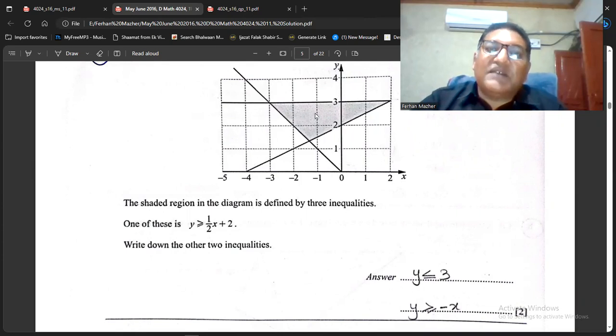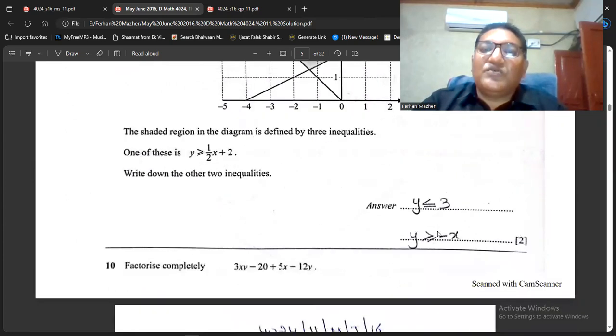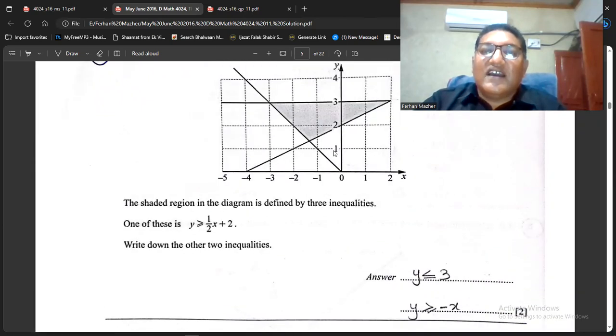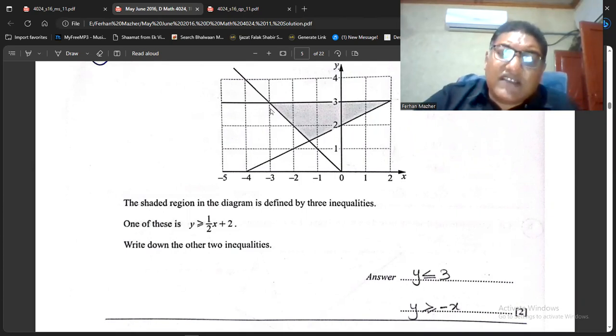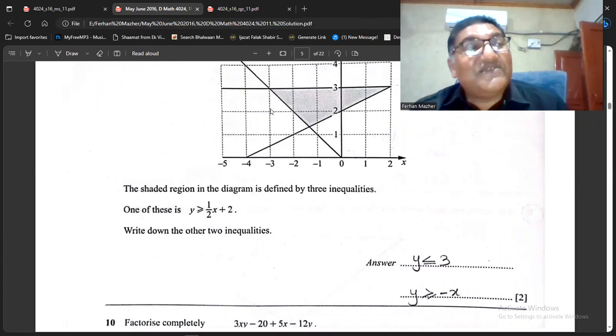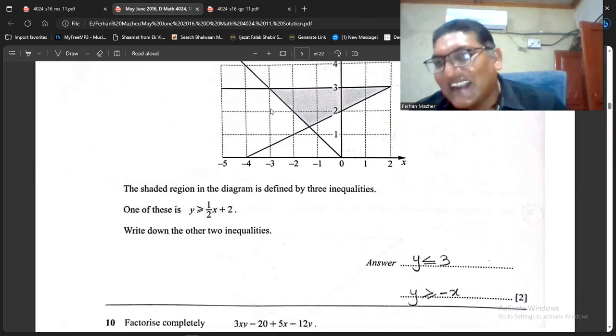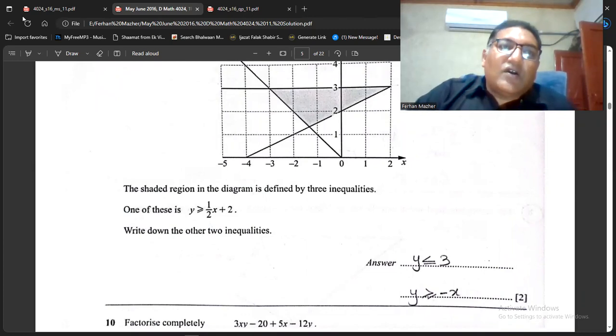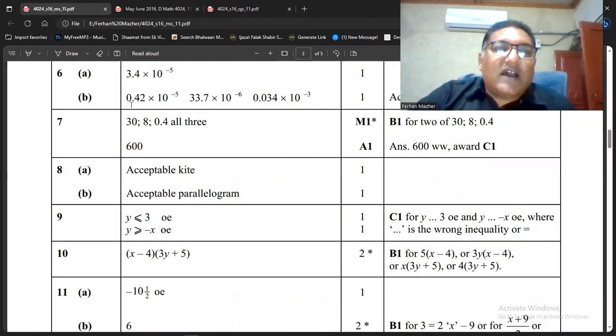Because the area is above this line, the crocodile's mouth will be towards the y. So y is greater than or equal to minus x. I could actually find the equation of this line, but because it's a very famous line, its equation is y equals minus x. So this is that line. Hopefully you understand how this is done.